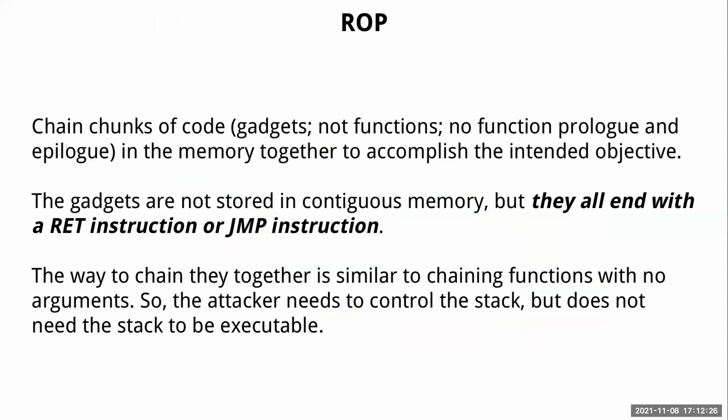So in ROP, basically we chain those chunks of code, or gadgets, together. Those gadgets are not functions, so they do not have a function prolog or epilog. Then we chain them together to accomplish some intended objective. Usually in hacking, it will be something malicious. We chain them together to build some kind of shortcut.